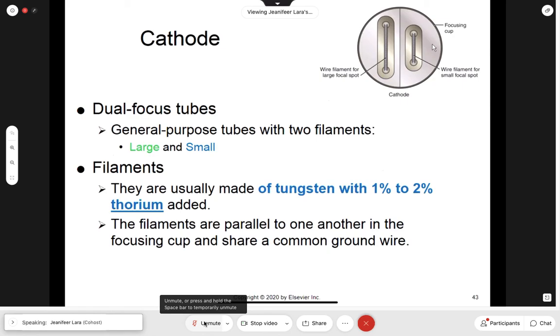The filaments sit parallel to each other, meaning they will never intersect. Okay? Any questions?